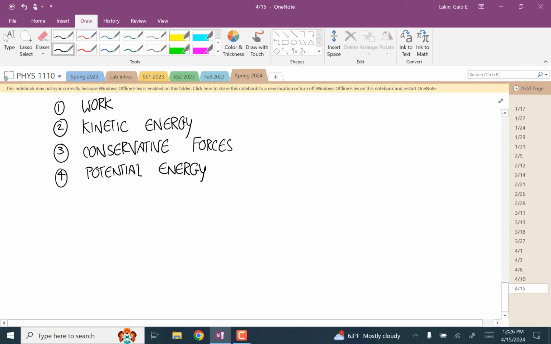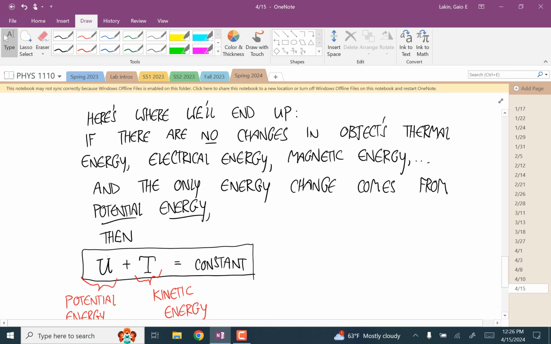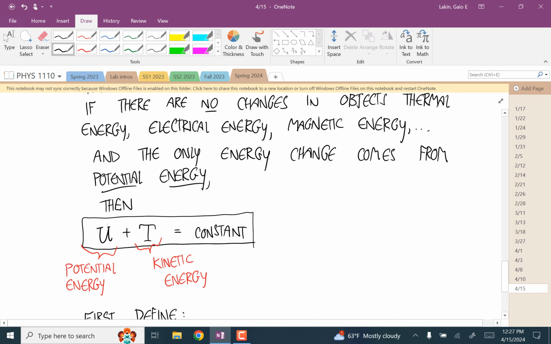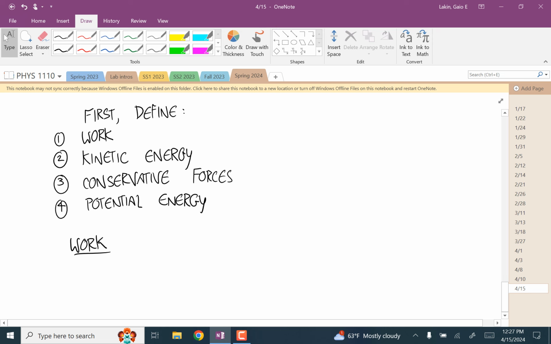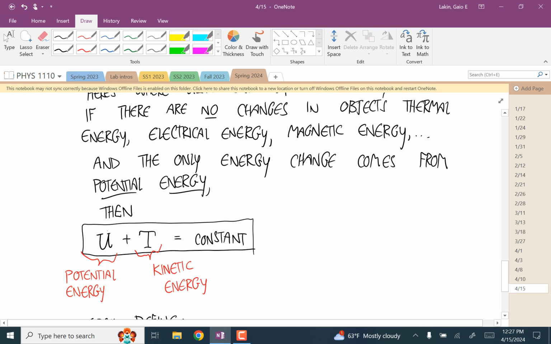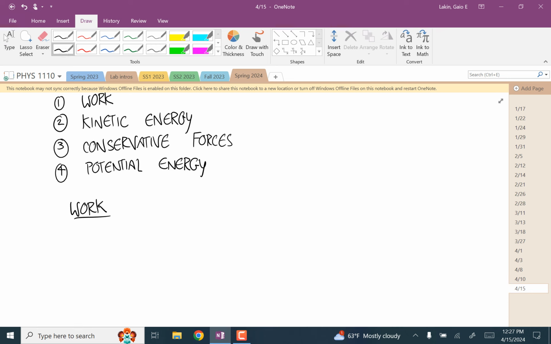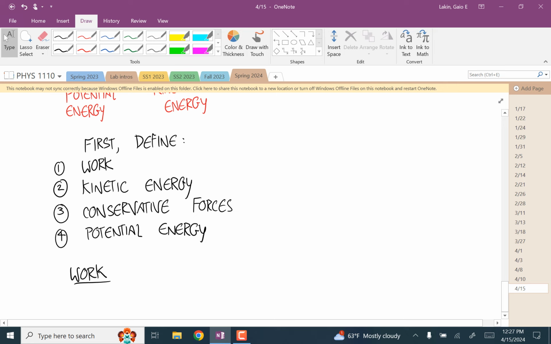Okay, so the first thing I'm going to define is work. And I have to define work because I said that in order for this equation to be valid, the only energy change... forget that. I guess I haven't said anything about work yet. Okay, so let me just define this. It'll come up when we start talking about potential energy.